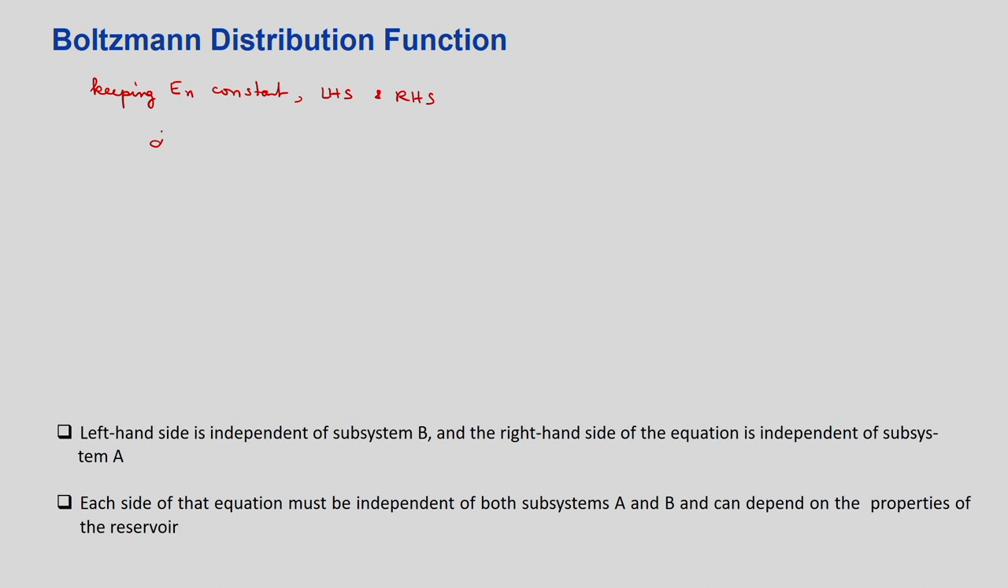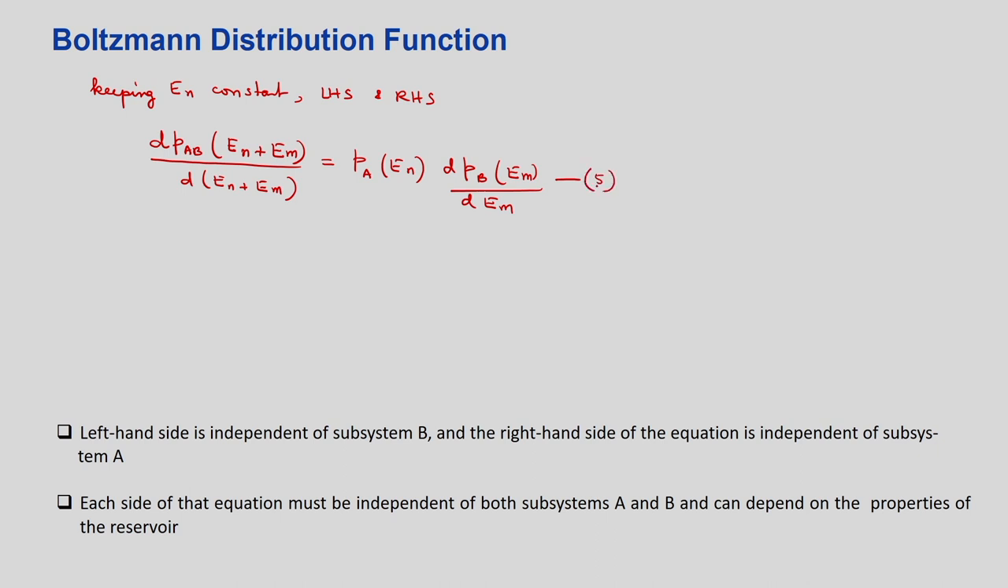So, the same way if we approach, we will again get the composite system probabilities. Now it will be d of En as before, equal to P of A of En, because P of A of En will be constant since you are doing the derivative with respect to Em. So, this derivative will apply on the other probability, P of Em, with respect to d of Em. Now, this is, let us say, equation 5.